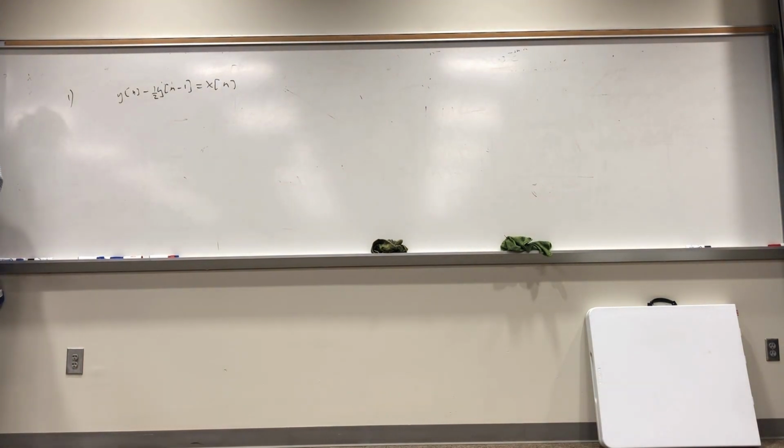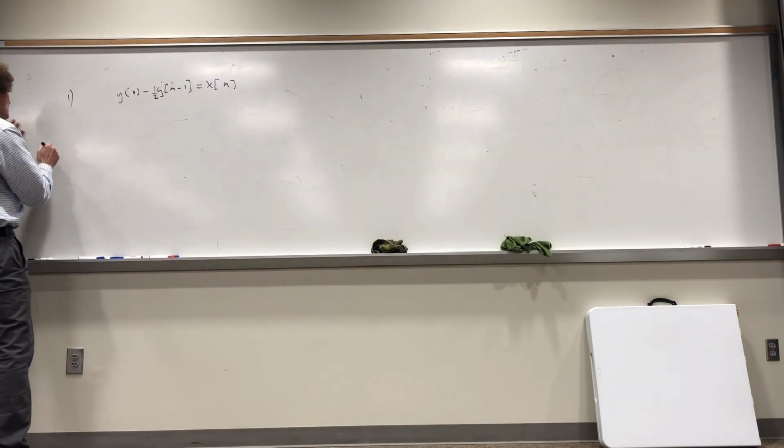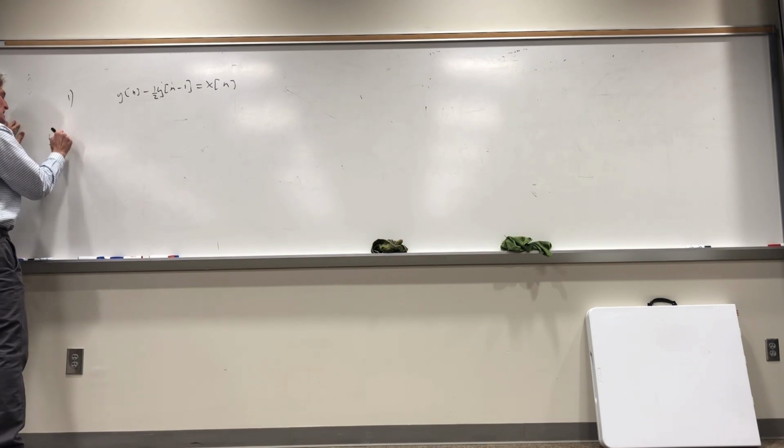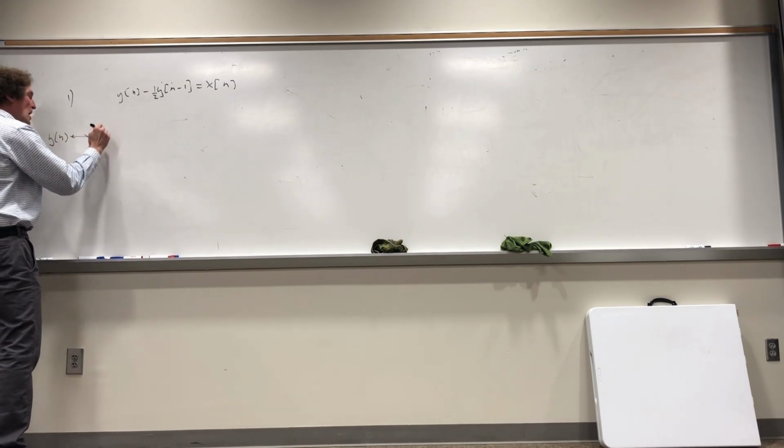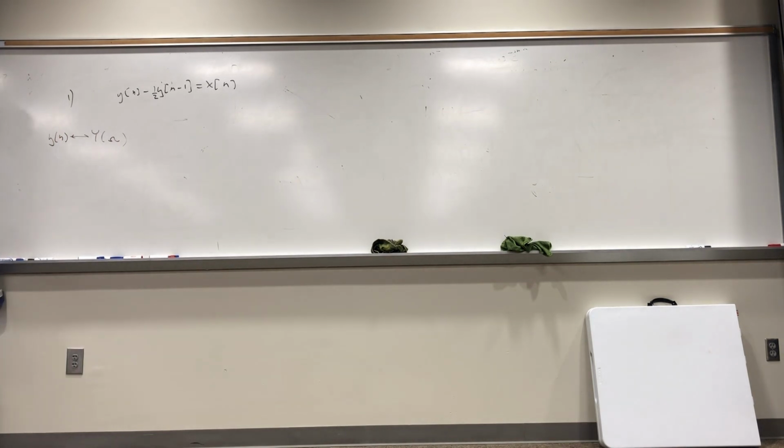Now we're going to do a transform of this. First, we're going to assume that y of n will be transformed into y of capital omega. That's an assumption. When you take the DTFT of anything, it'll go into the capital omega domain. Before, if it was y of t, it would go into the small omega domain. That's how we distinguish them.